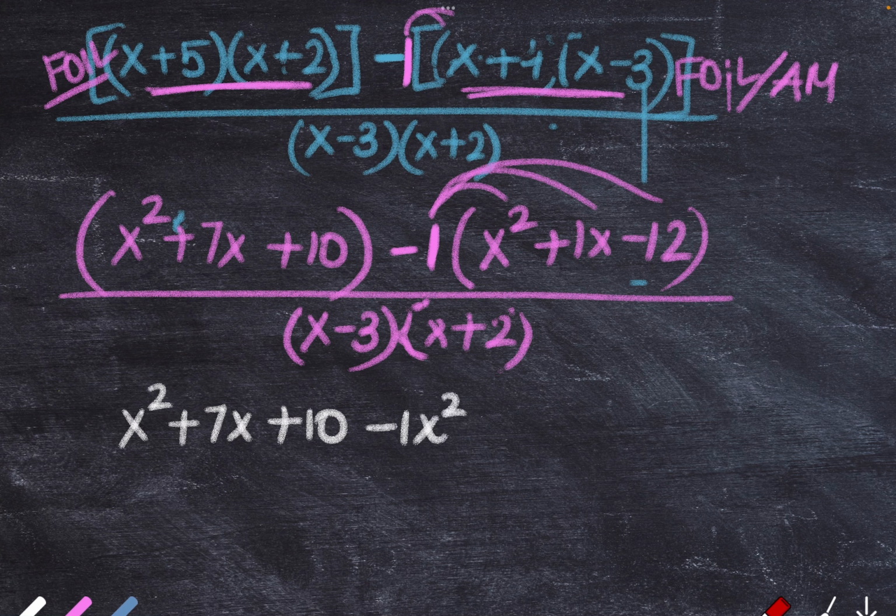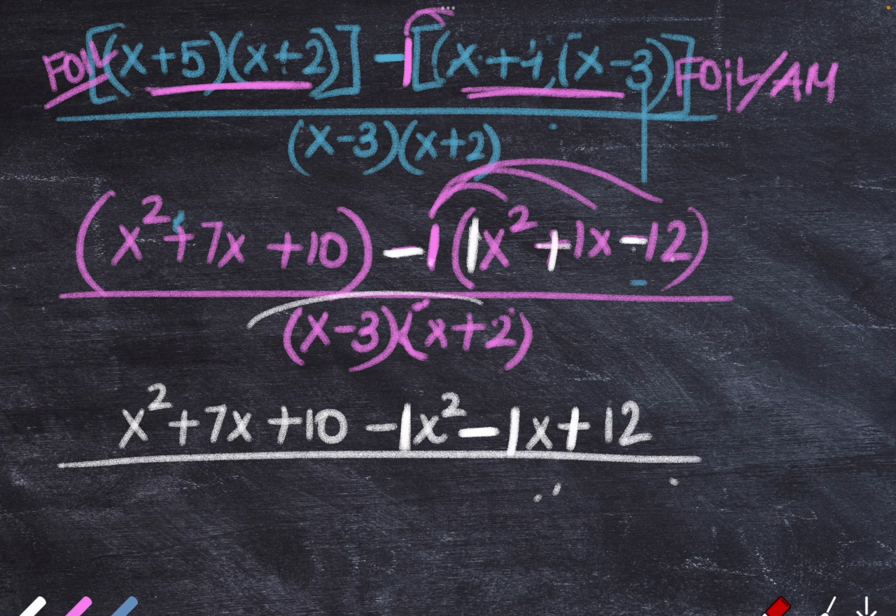And here the negative is going to be distributed. So -1 times positive, negative times positive is negative. And 1 times 1 is 1. And this is also a 1 here, and that's why we have a 1 here. Now -1 times negative. Negative times negative, positive. So 1 times 12 is 12. Everything divided by the same common denominator.